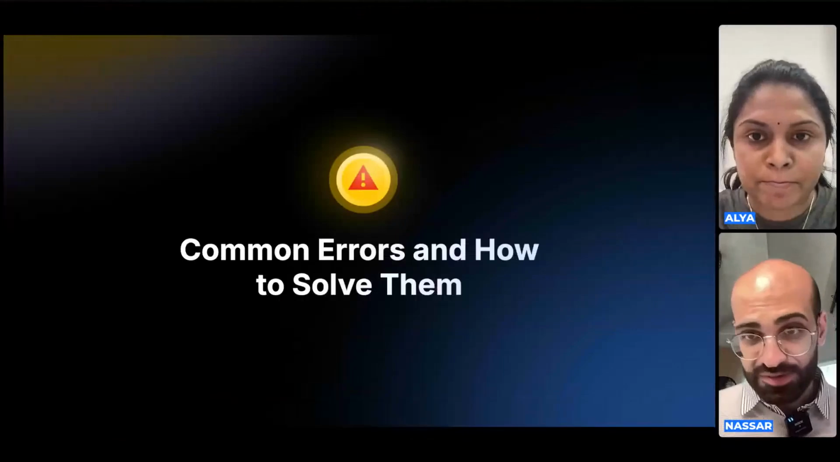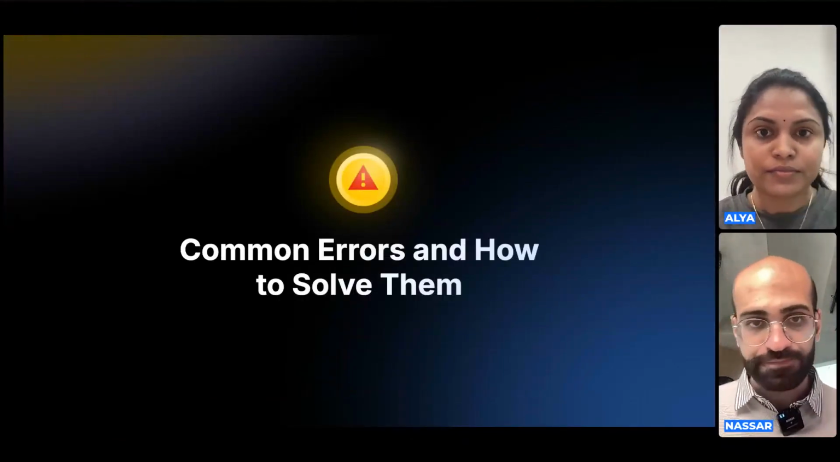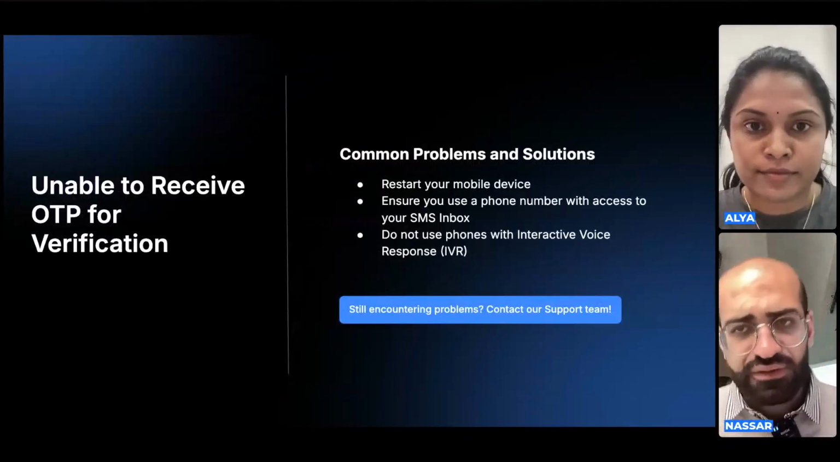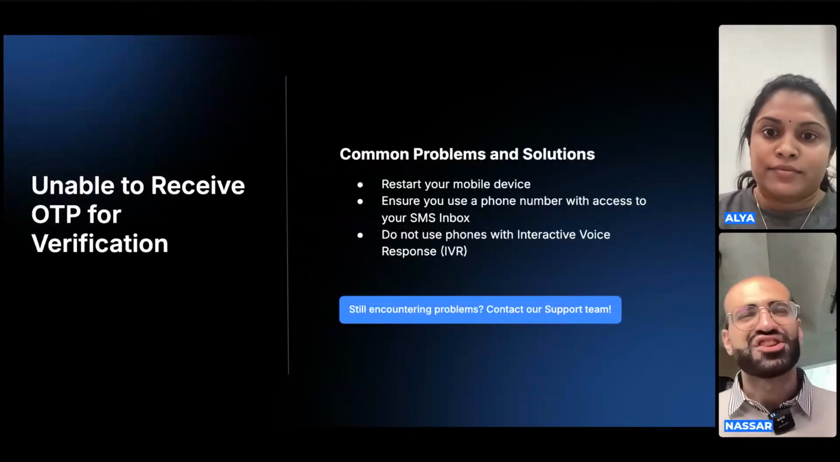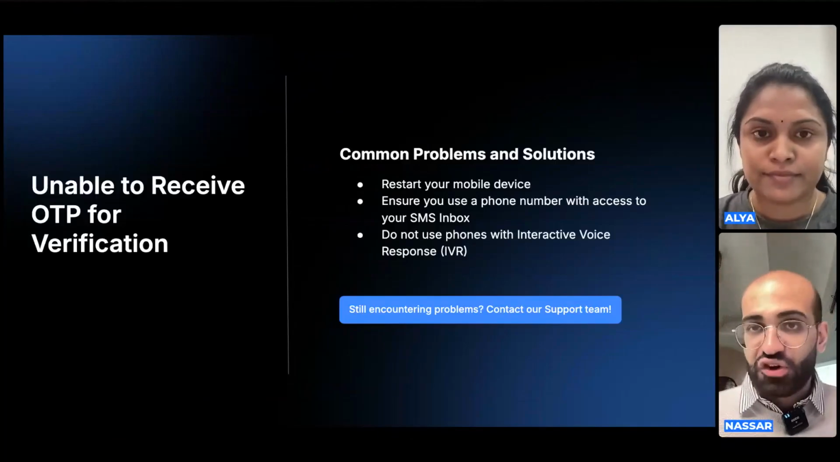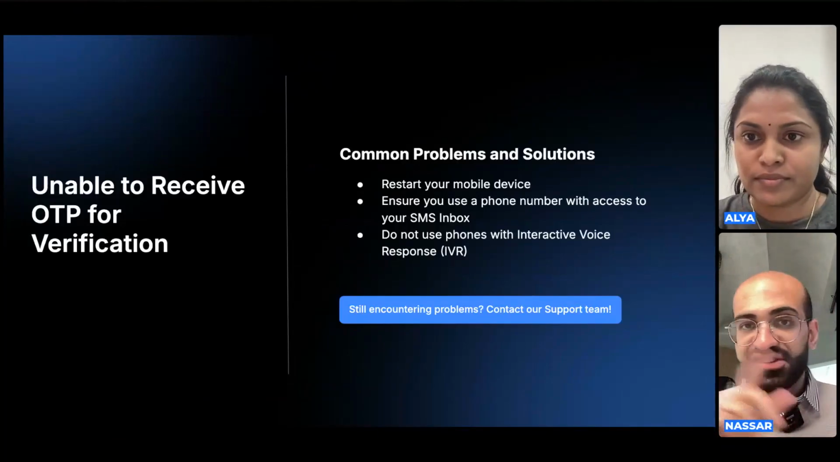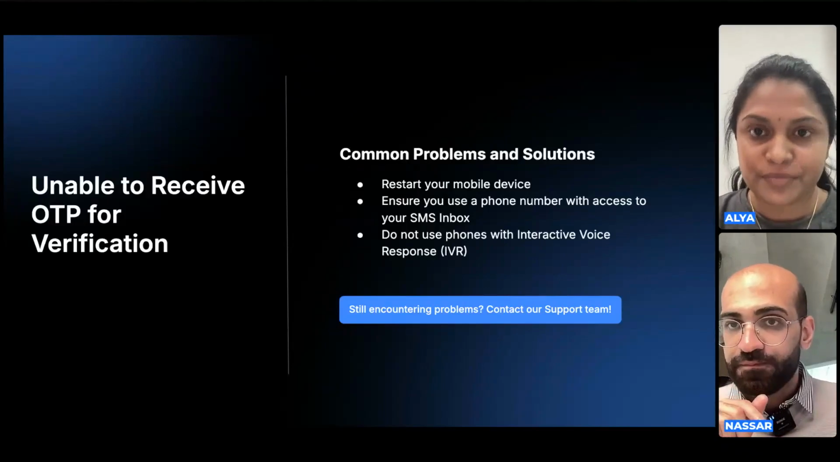Okay, so let's move on to talk about some common errors that we've seen our customers face and how to resolve them when they are connecting a WhatsApp Business API, right? The first thing is a lot of customers, or not a lot to be honest, some customers complain that they are unable to receive OTP for verification. So the recommendation we would give is first to restart. You guys can see the slides, right? Just to confirm. Yes, we are able to see.